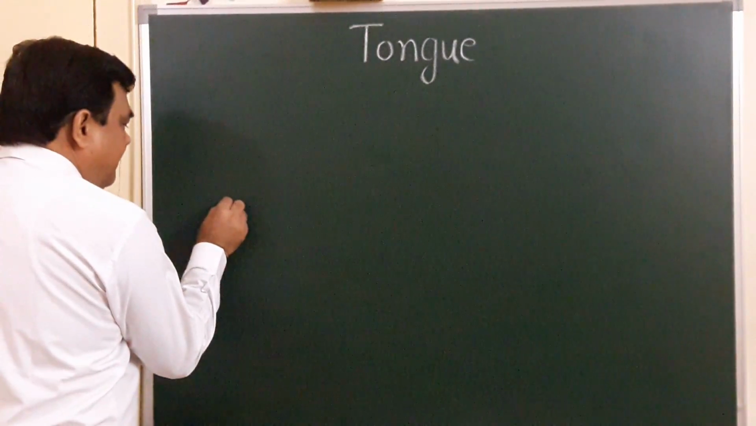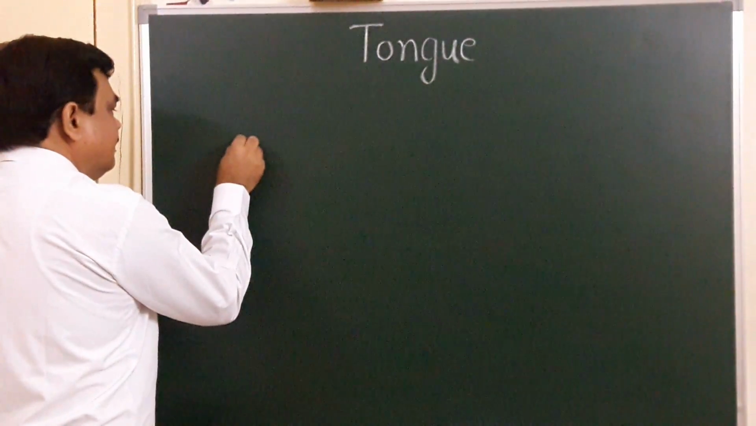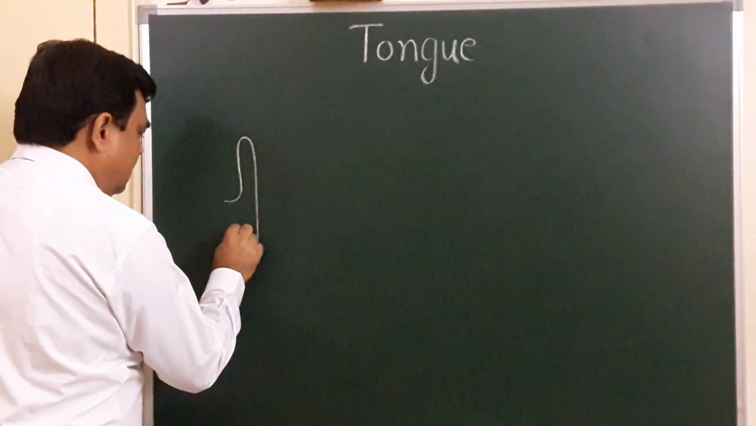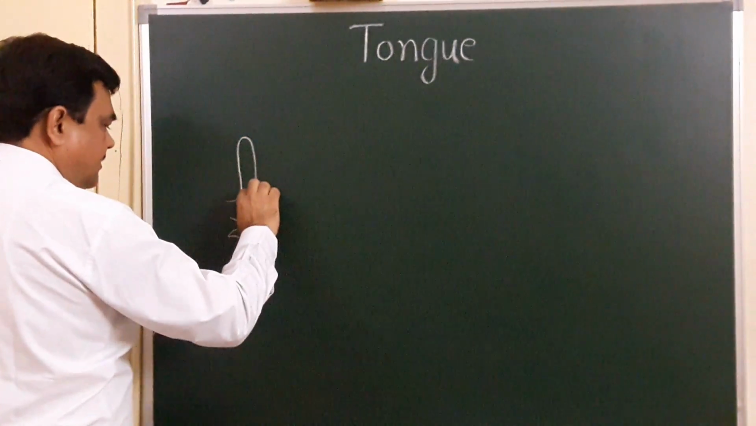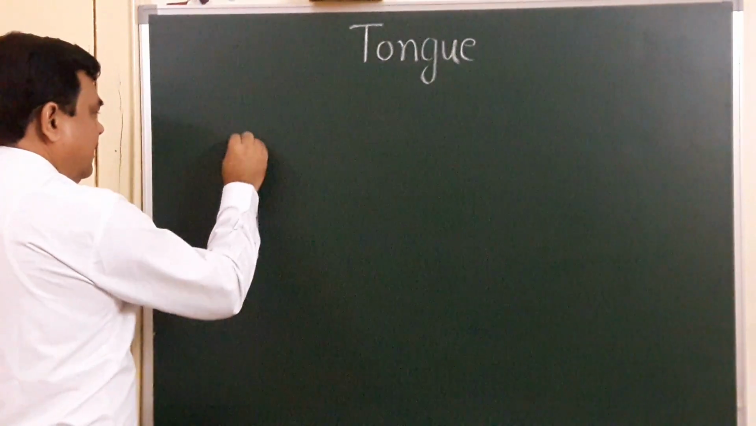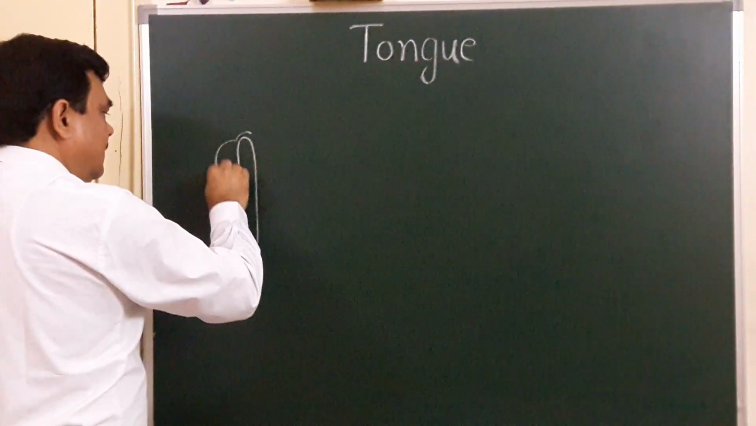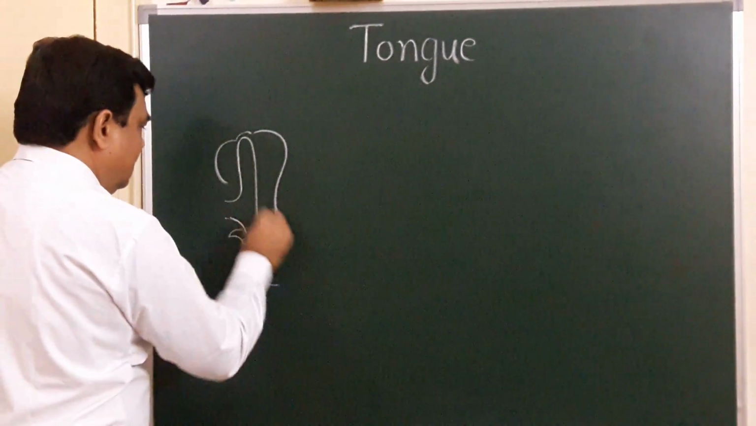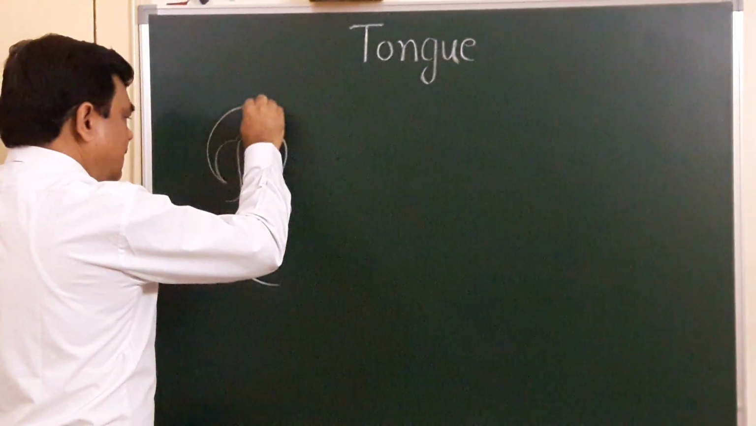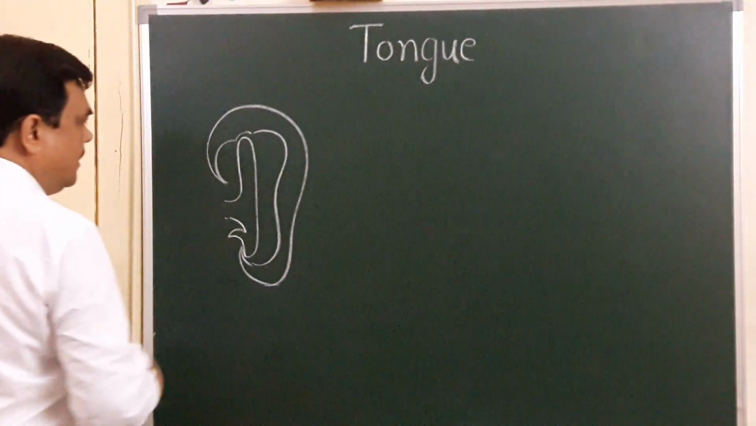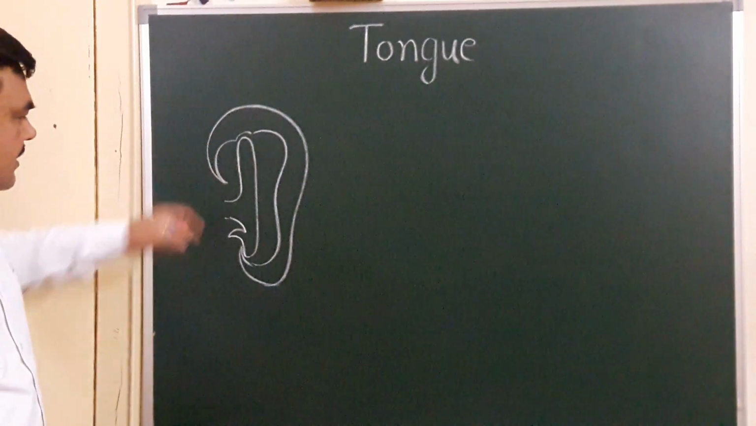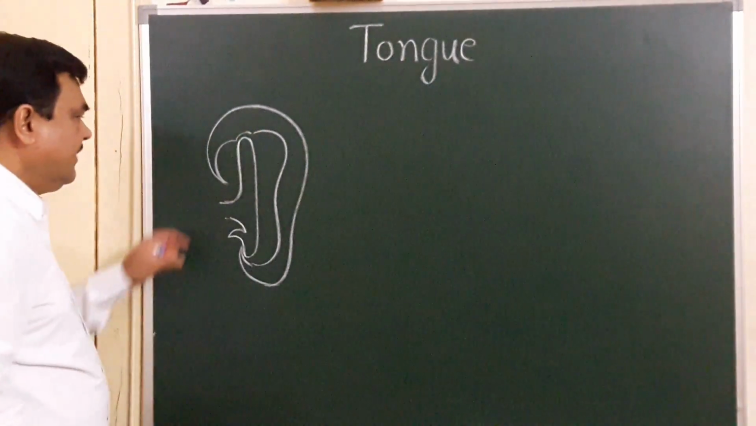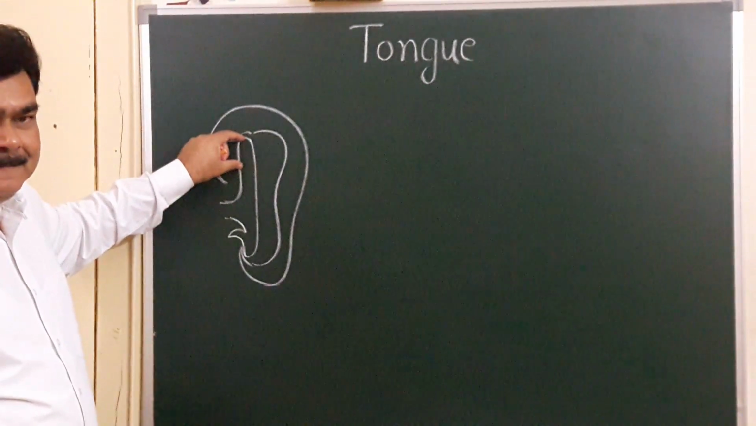Here, this is a developing embryo. This is foregut, this is midgut, this is hindgut. Here you can see this is the developing foregut, the cranial most part of the foregut.